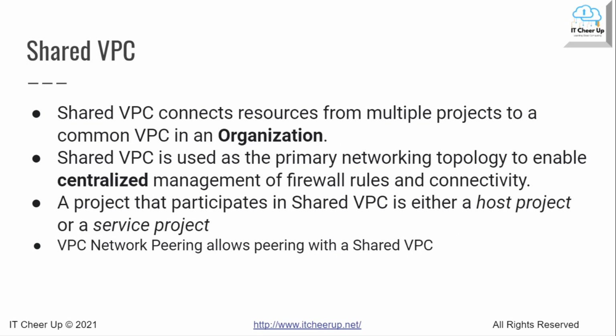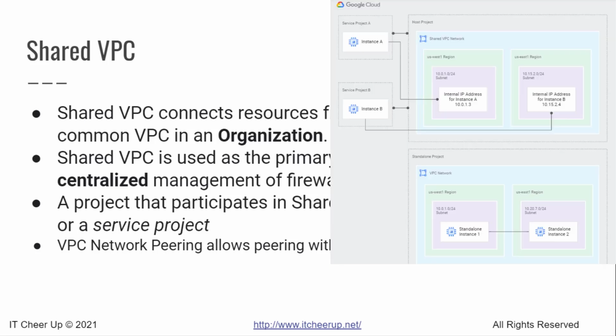Shared VPC connects resources from multiple projects to a common VPC in an organization so they can communicate with each other securely and effectively using the internal IPs from that network. Shared VPC is used as a primary networking topology to enable centralized management of firewall rules and connectivity, useful for a service that must use resources from separate projects for independent accounting and billing. A project that participates in a shared VPC is either a host project or a service project.